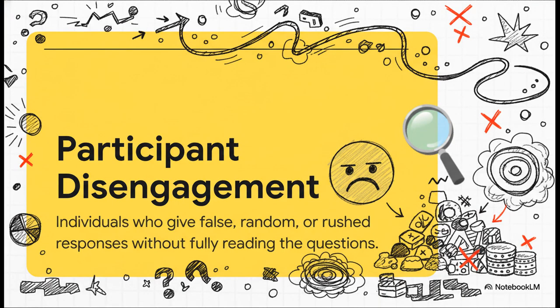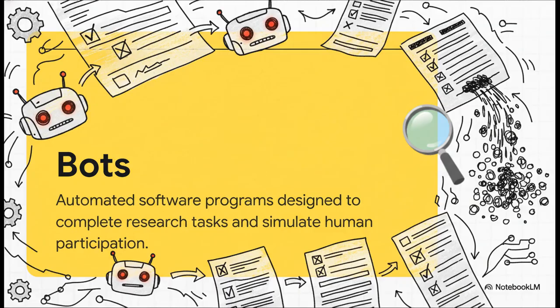And then there's participant disengagement. Okay, so these people might actually be eligible for the study, but they're just not there. They're checked out, clicking random answers, speeding through the survey without even reading the questions. All this does is fill your data set with junk, with noise, and it can be really, really hard to catch.